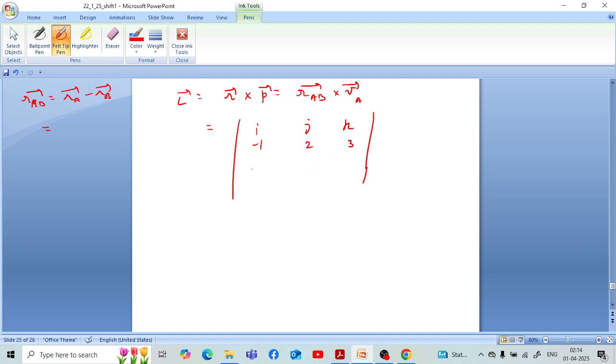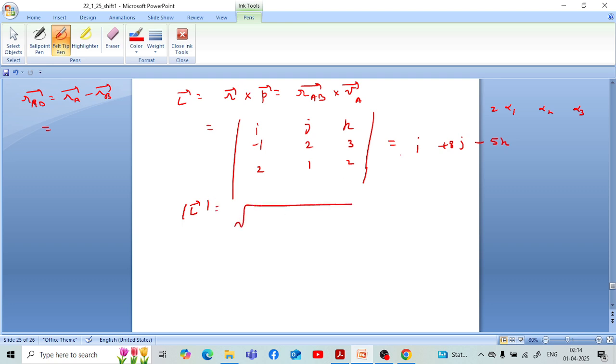Now the third line of this determinant is the coefficient of V_A. The coefficients are 2 alpha 1, recall it, and alpha 2 and alpha 3. Putting the respective values here, it becomes 2, 1 and 2. Now solving this determinant, we get the expression as i plus 8j minus 5k.